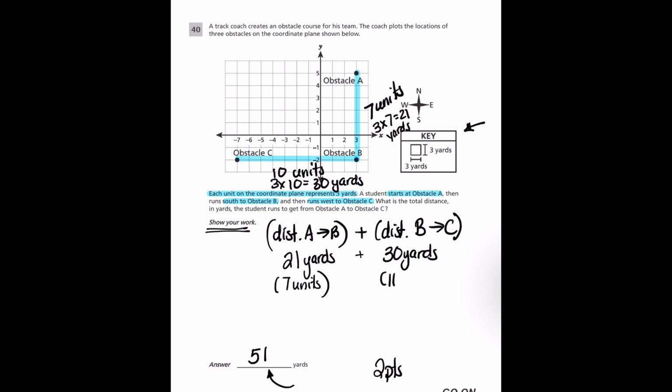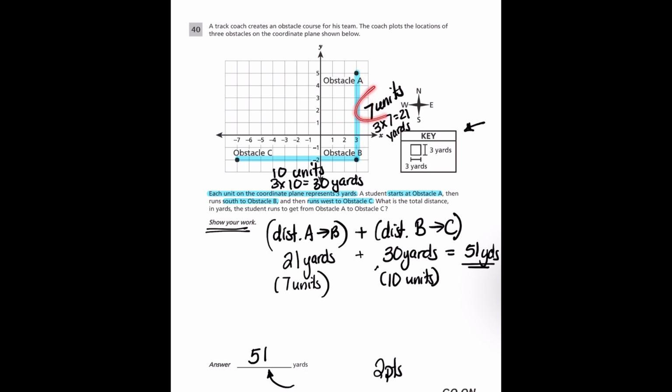30 yards because this was 10 units. So all together we have 51 yards. All right, didn't even need my calculator, but again, you have to show how you're getting the 51 yards, and they want to be able to see 2 things. They want to see that you're correctly finding the distances.